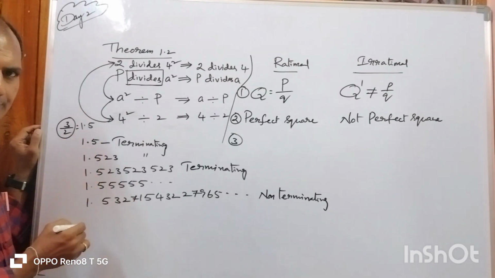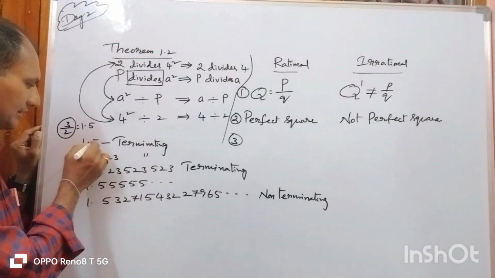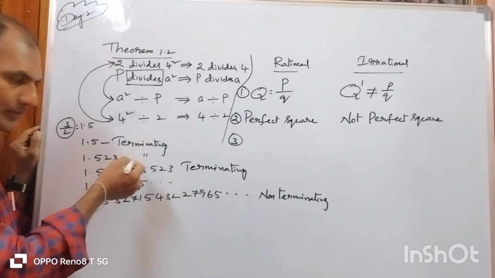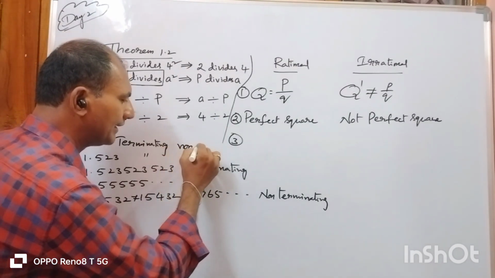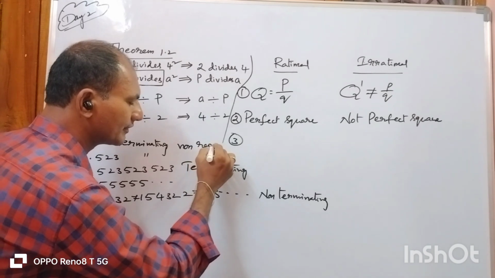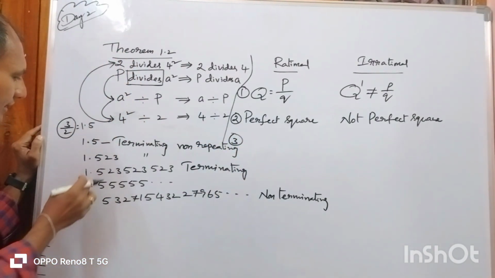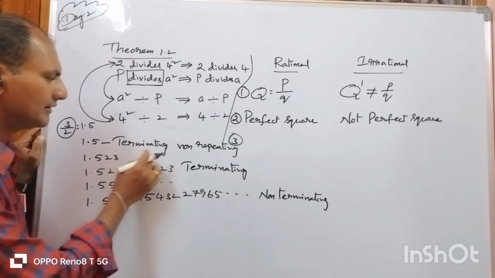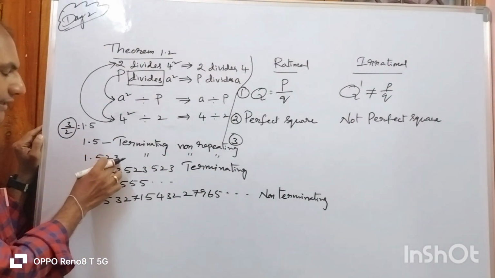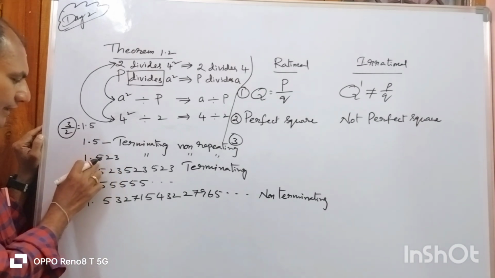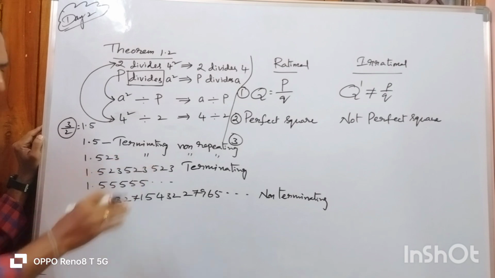Terminating means remainder 0. Are the digits repeated after the decimal? No. Terminating, non-repeating. See here, this is also terminating, non-repeating, so not repeated. 5 is different, 2 is different, 3 is different. These three digits are different.